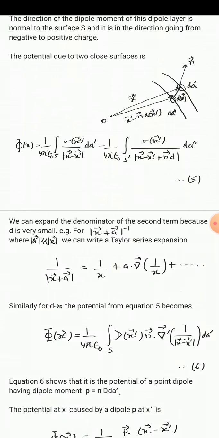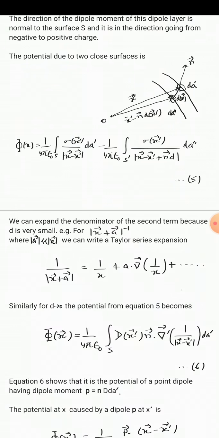So for d tending to 0, the potential from equation 5 becomes phi of x is equal to 1 by 4 pi epsilon naught, the integral over surface S of capital D of x dash, unit normal n dot del dash of 1 over modulus of x minus x dash, dA dash. This equation 6 shows that this is the potential of a point dipole having dipole moment given by vector p, which is equal to n times D, capital D, dA dash.